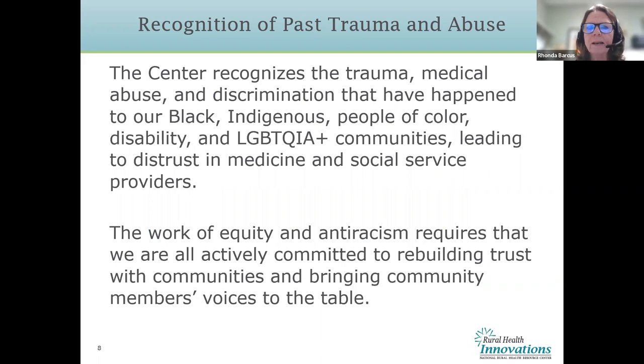In setting the stage here, I'm actually going to go back to this a little bit later when I talk about some of the things that have really impacted systemic racism in our country. But we really want to recognize the trauma, medical abuse, and discrimination that have happened to our Black, Indigenous, people of color, people with disabilities, and LGBTQIA plus communities, that has led to mistrust or distrust in medicine and social service providers. The work of equity and anti-racism requires that we are all actively committed to rebuilding this trust with these communities and bringing those voices to the table.